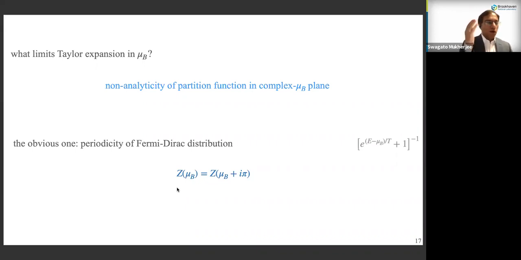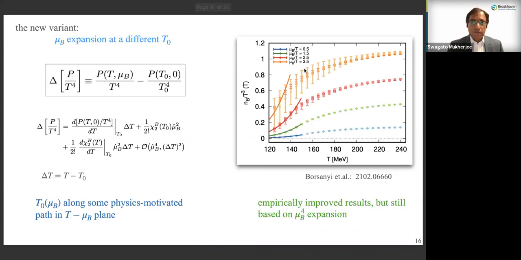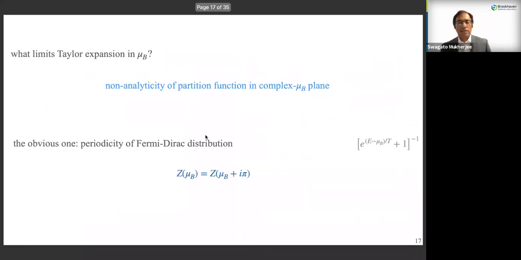So that's one obvious periodicity and non-analyticity of the partition function. It's hard to go beyond that if you are just doing a simple Taylor expansion. And remember, what we are talking about here is 3.5, so it is probably pushing that limit of pi, or close enough.